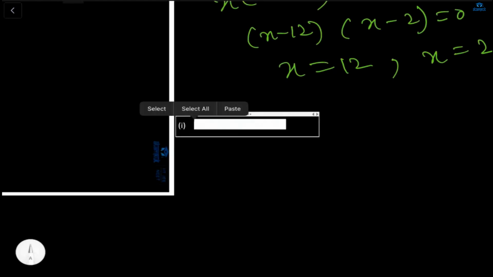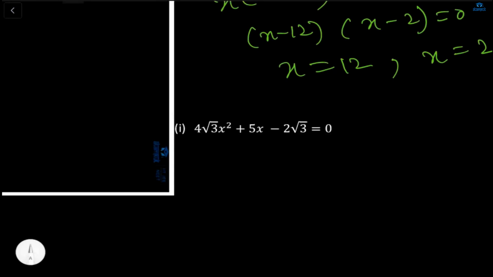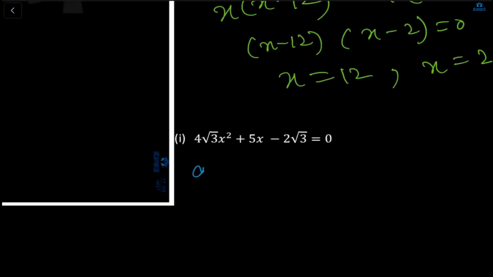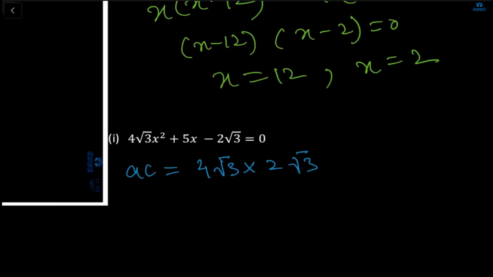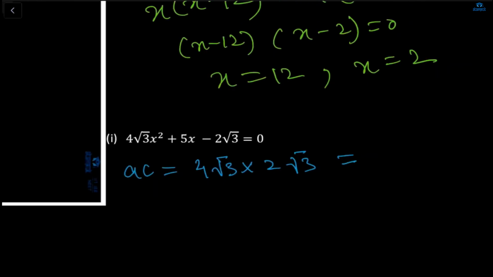Okay, so this is your equation: 4 to the power root 3 x square plus 5x plus 8. Now here, if you will find AC, what will it be? 4 root 3 multiplied by 2 root 3. Yes or no? So what will it be? 3 x 8 are 24. 24 will be there? Yes? Yes or no? Yes, ma'am. Okay. Can I start this question again?